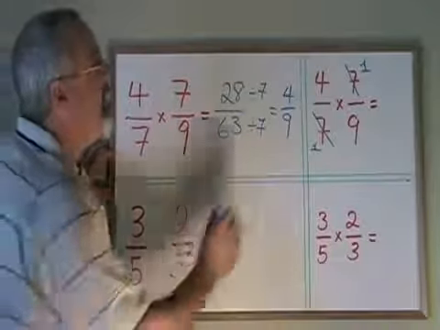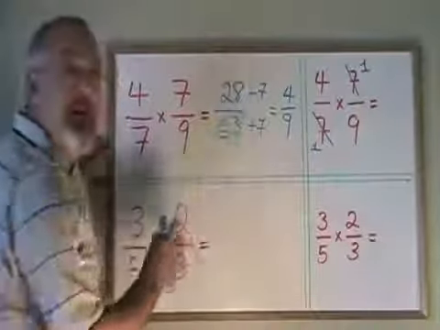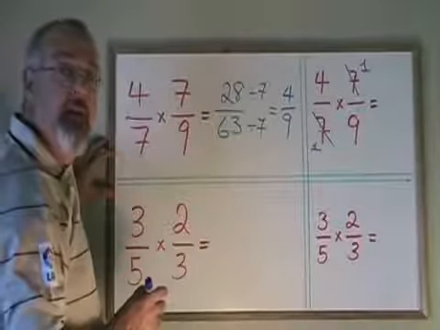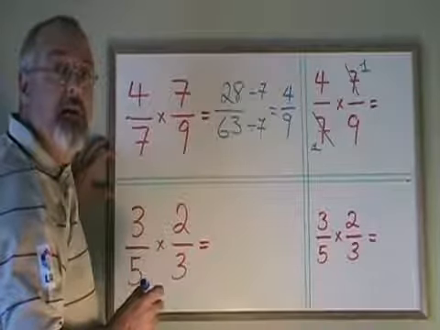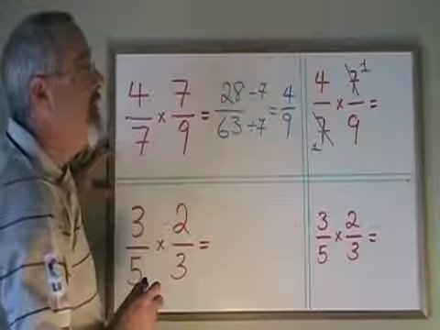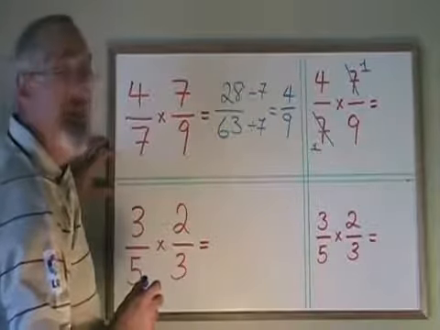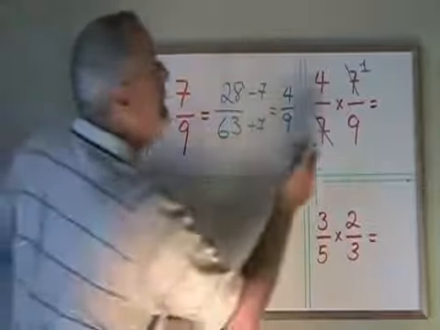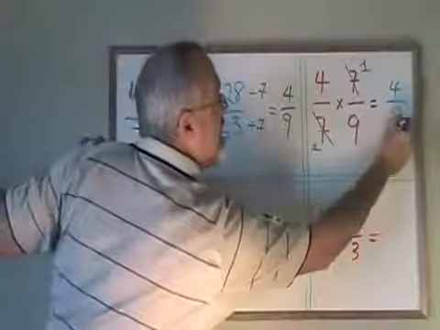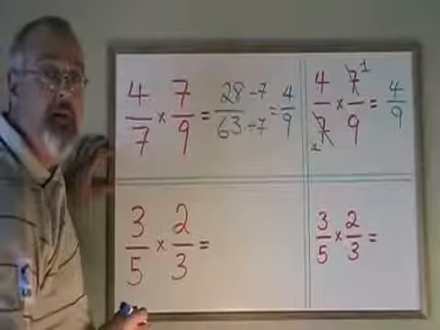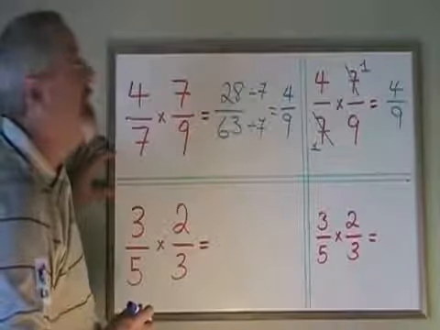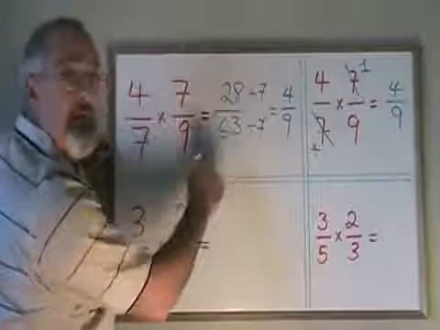It doesn't matter that the 7 on top is not directly above the 7 on the bottom. They don't have to be in the same fraction. The rule is just that one has to be on the top and the other on the bottom. Now I have the fraction 4/1 times 1/9. And when I multiply, 4 times 1 is 4, 1 times 9 is 9, and I have my final answer. Because I canceled as much as I could, this answer does not have to be reduced the way I did the first time.